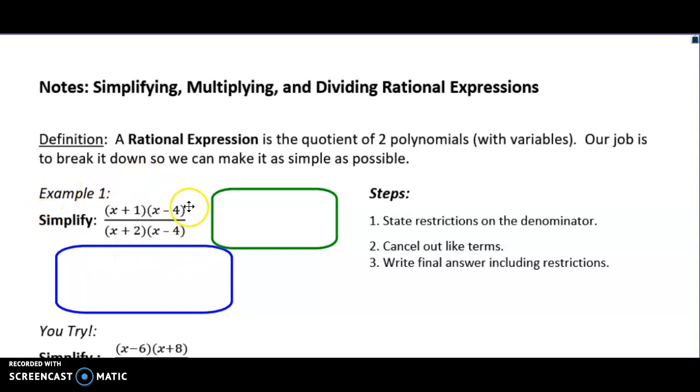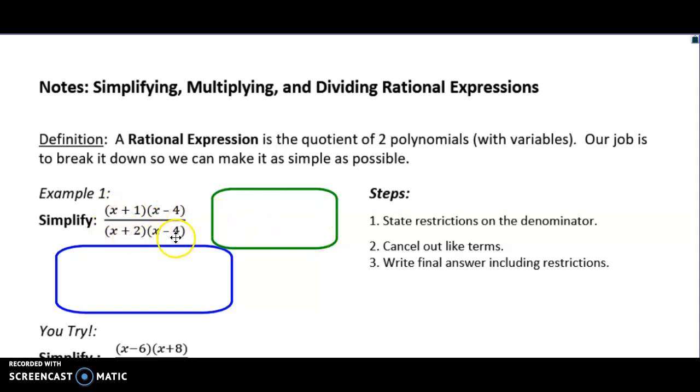For example 1, our polynomials have already been factored. So we've got factors on top and factors on bottom. So you've got x plus 1 times x minus 4 over x plus 2 times x minus 4. In order to simplify a rational expression, because it's a quotient, remember multiplying and dividing are opposite operations. So I can only cancel out things that are alike if they're being multiplied on both the top and the bottom. That's why factoring is going to be very important for us.